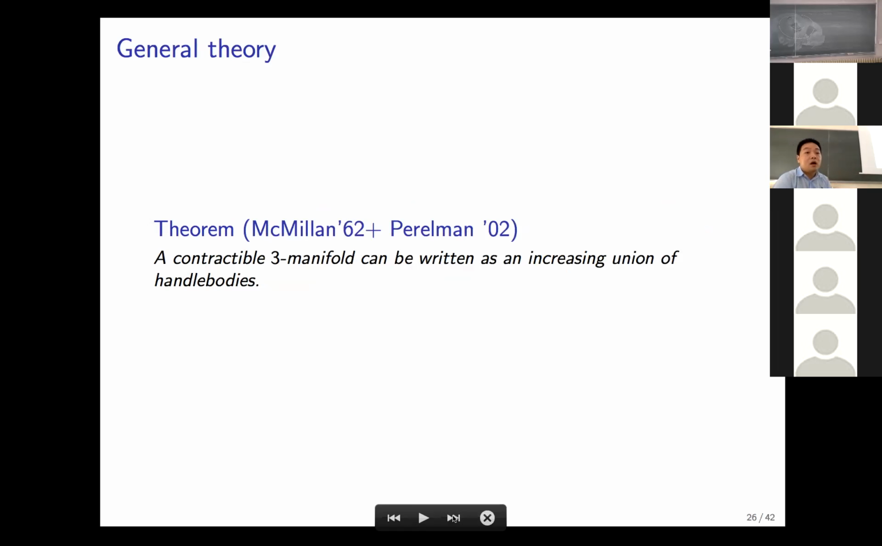I would like to recall some classical results about the topological structure of contractible 3-manifolds. McMillan and Perelman showed that a contractible 3-manifold can be written as an increasing union of handlebodies. For example, R^3 is the increasing union of 3-balls. A 3-ball is a genus 0 handlebody. The Whitehead manifold is the increasing union of solid tori. A solid torus is a genus 1 handlebody.